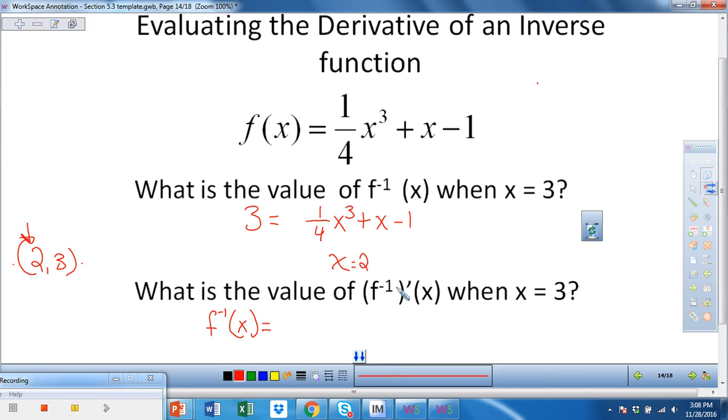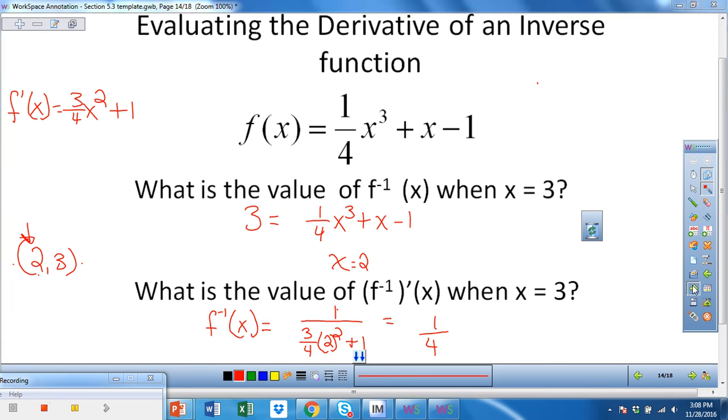So to find the inverse of this, I have to start by finding the derivative of the original function. I'm just going to go here to save space. The derivative of this function is 3/4 x squared plus 1. So according to the definition I just gave you, this will be 1 over the derivative of that function evaluated at my new x value, which is 2. Which is going to give me 1/4. Okay? Let's do the next one.